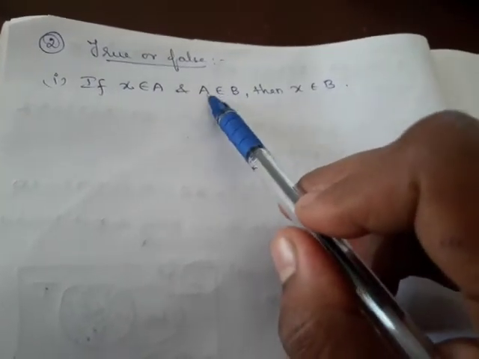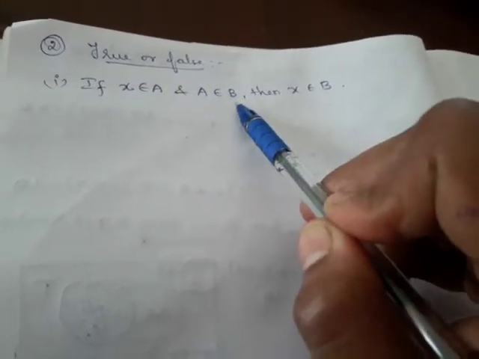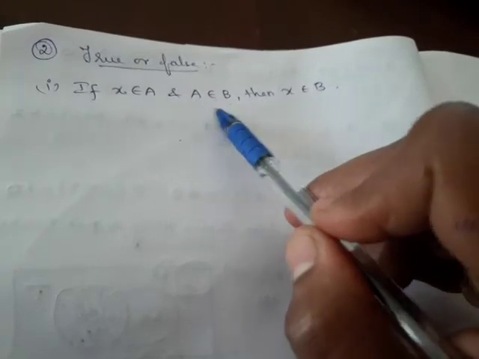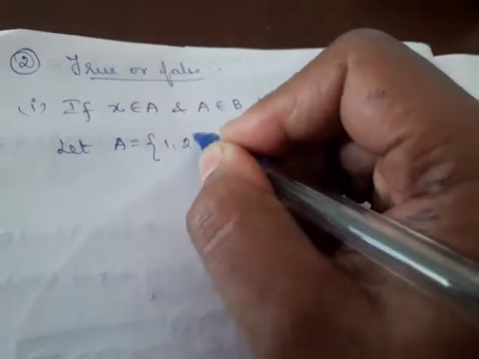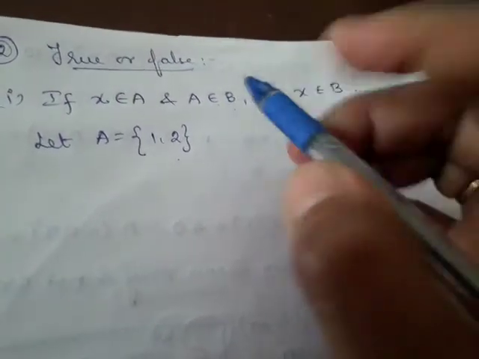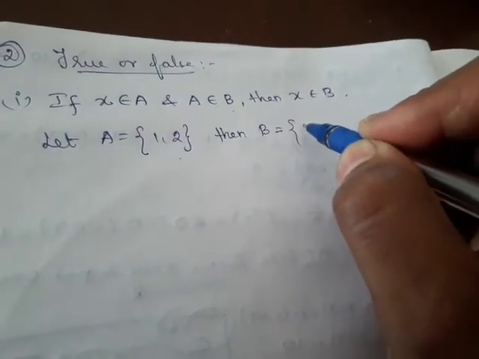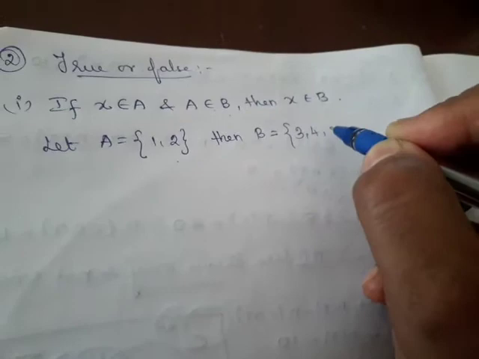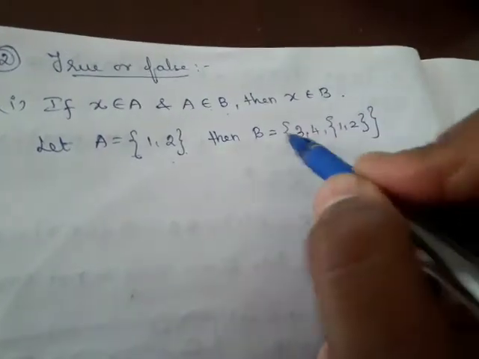If they say the set A belongs to set B, which means the entire set A is an element of the set B. If they say A is a subset of B, all the elements of A are available in B, right? I'll show you the difference. For example, let A be equal to, say, I have the elements 1 and 2, right? Then if they say A is an element of B, then B will have some other elements, say 3, 4 like that, including this set A itself. This set A itself is an element of B.